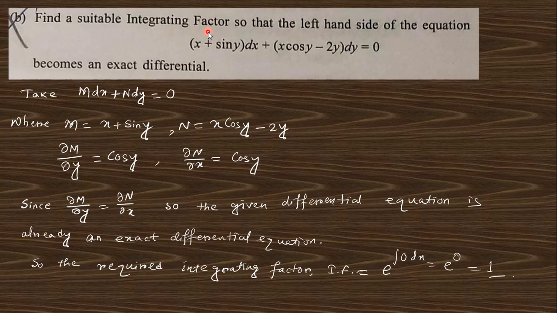Find the suitable integrating factor of this differential equation. This is of the form M dx plus N dy. So this is the M and this will be the N. Take the partial derivative with respect to y, you will get cos y, and since these two are equal, the differential equation is already exact. So for this, the integrating factor will be 1. You can calculate the integrating factor like this. This will be 0, you will get this equal to 1. For details on why we use this formula, you need to refer to my YouTube channel, you will get that total differential equation. Okay, go to the next question.